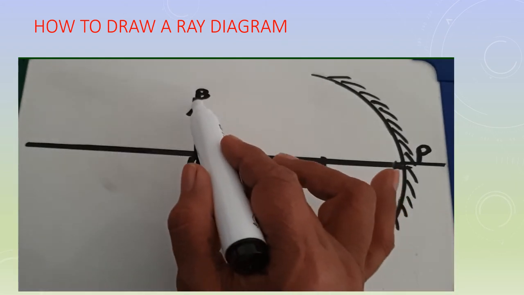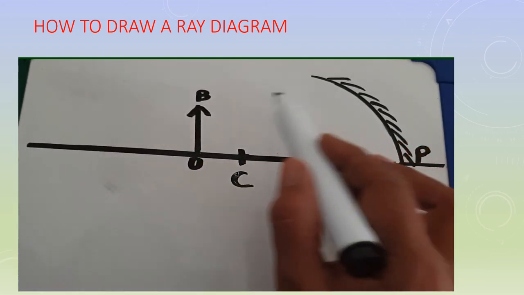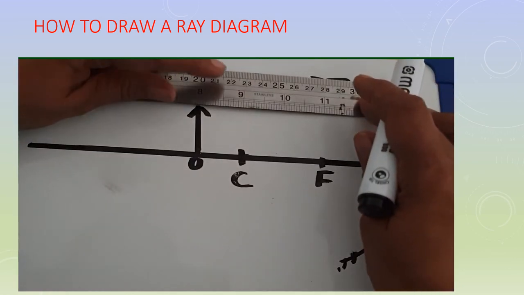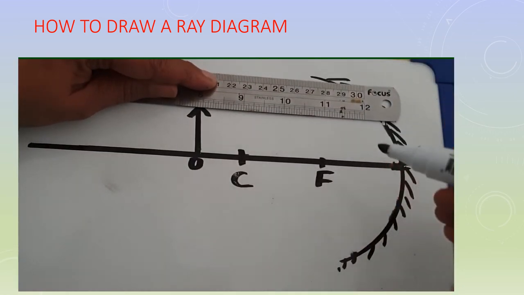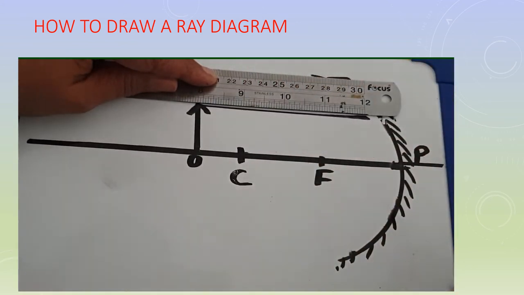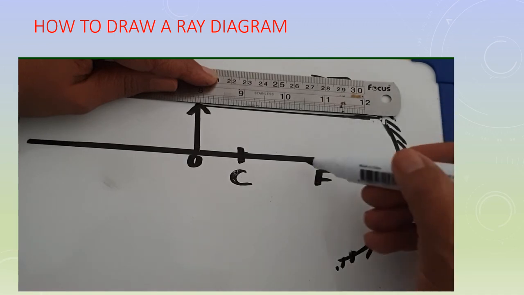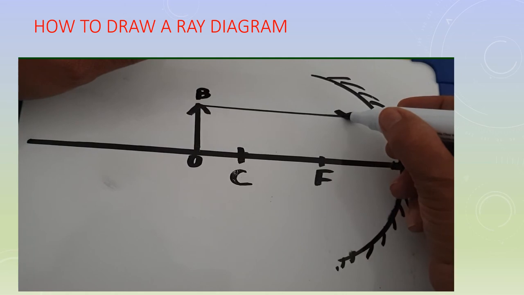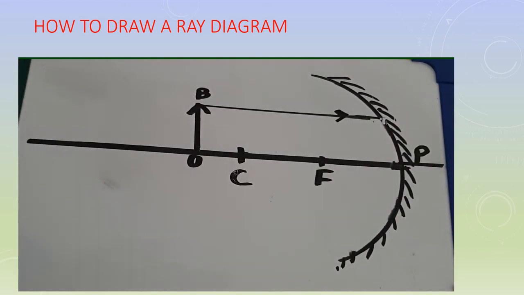One ray is starting from the top and reaches the mirror parallel to the principal axis. We will draw a ray which is starting from the object parallel to the principal axis and reaching the mirror. See, now this is parallel to the principal axis. This is principal axis parallel to that. And to show the direction, we will mark an arrow here.